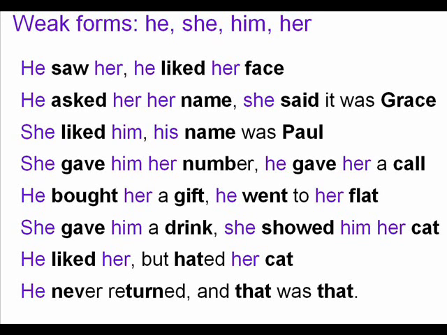He saw her, he liked her face. He asked her name, she said it was Grace. She liked him, his name was Paul. She gave him a number, he gave her a call. He bought her a gift, he went to her flat. She gave him a drink, she showed him a cat. He liked her, but hated a cat. He never returned, and that was that.